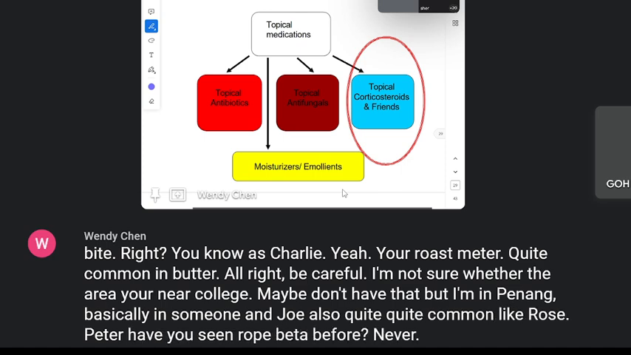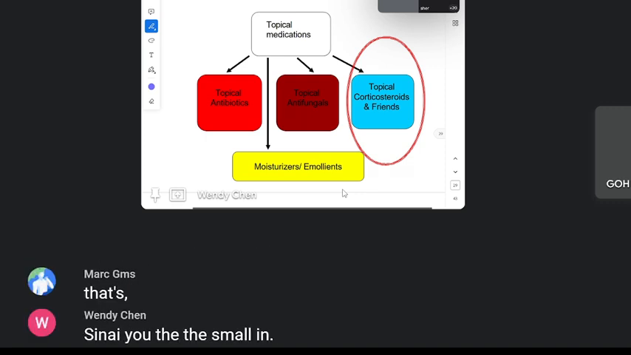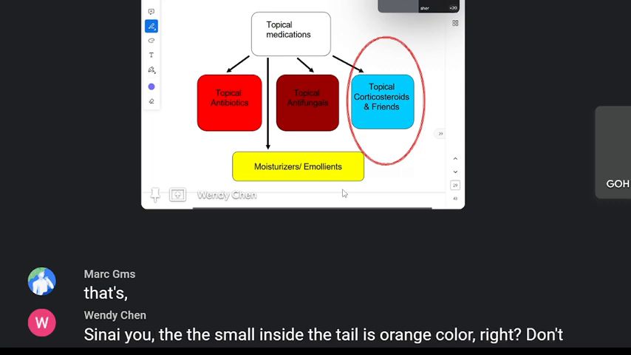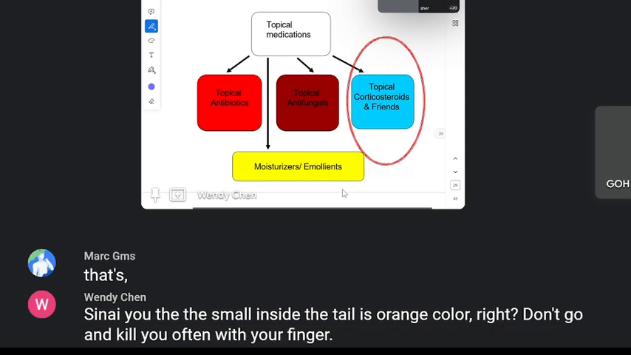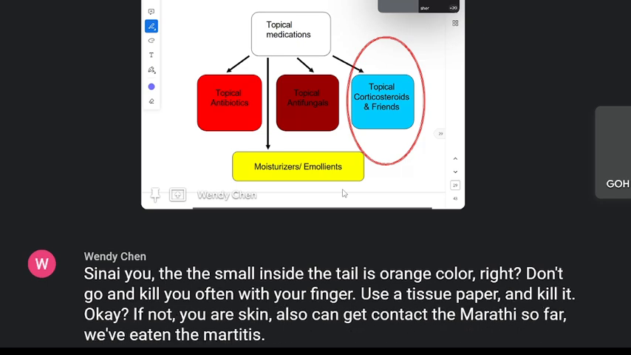Never seen, right? The small insect inside the tail is orange in color, right? Don't go and kill it with your finger. Use a tissue paper and kill it, okay? If not, your skin can also get contact dermatitis or some other dermatitis, alright?